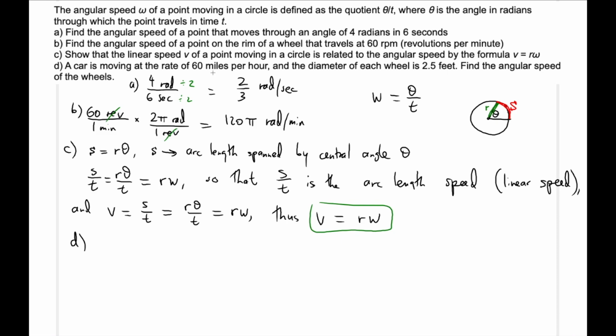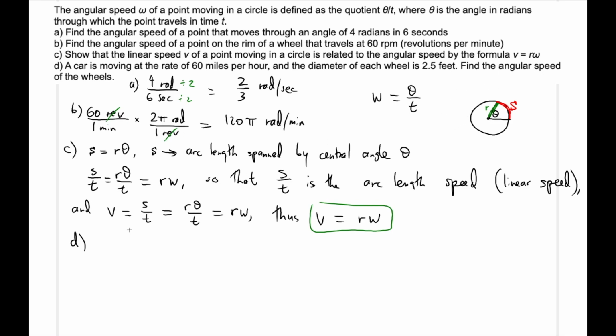Notice that this is the linear speed, right? Because we're talking about the car moving at that rate. It's the speed of rotation along the edge of this circle. Okay, so now, and the diameter of each wheel is 2.5 feet. All right, so we need to convert that to angular speed. So linear speed conversion to angular speed.